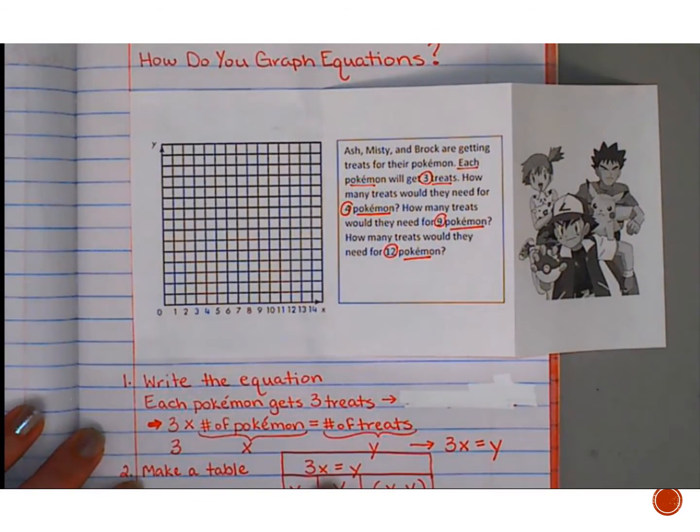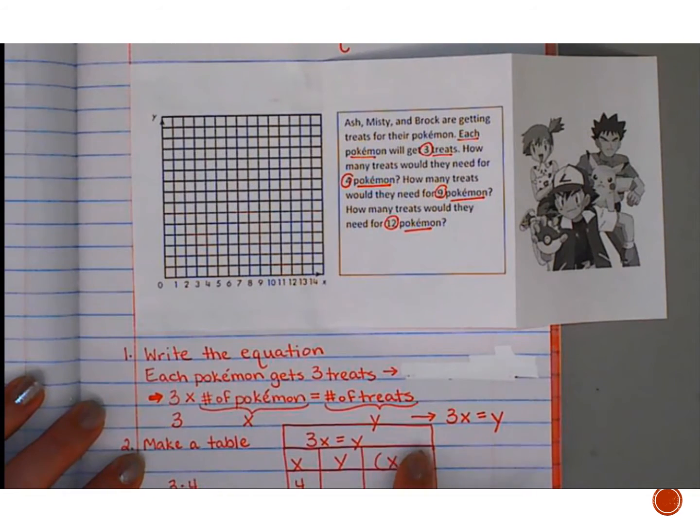So we're going to put our rule at the top, our equation. Okay, just like our old school input-output, we're just using some fancier words now. We're going to put our equation at the top. We're going to make a list for x and a list for y. And then we're going to also make a list of our coordinates that we're going to plot.